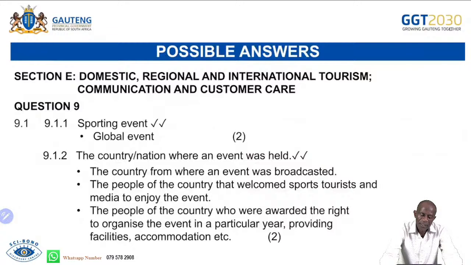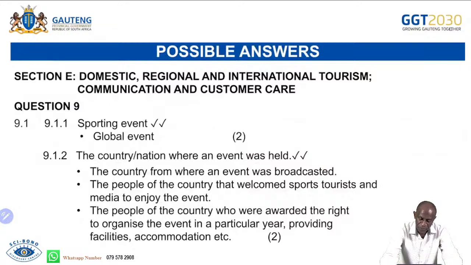9.1.1, Rugby World Cup is classified as a sporting event of international significance, or you can say it is classified as a global event of international significance.